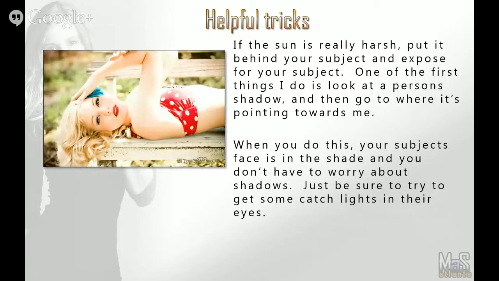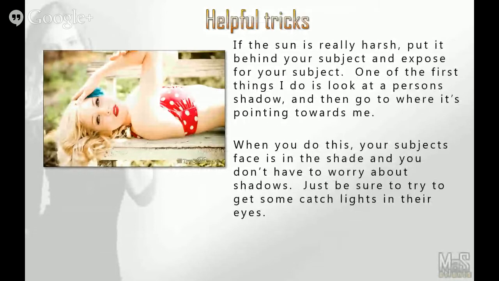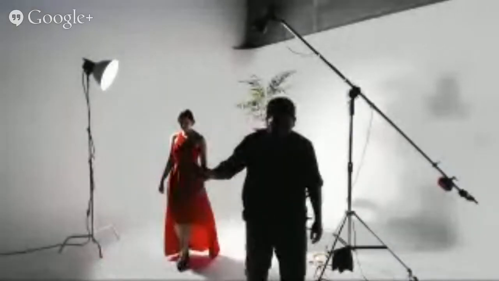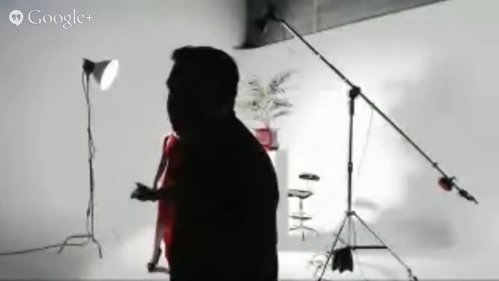All right, guys, if the sun is really harsh, we just cover this. Put it behind your subject and expose for your subject. One of the first things I do is look for a person's shadow. This is a really neat trick, one of those obvious things also. All right, here's the sun, guys. Sun's been pretty good to us. It's been working really well. One of the first things I do, if I can have you stand here, is before I even shoot, I look at the subject's shadows.